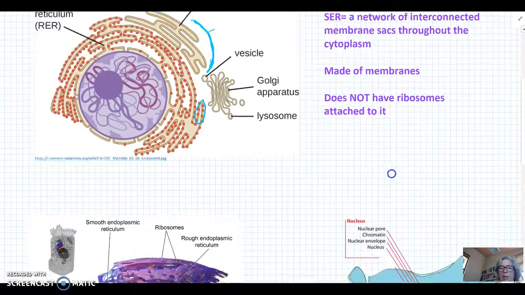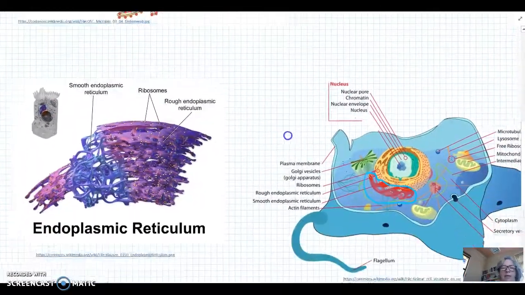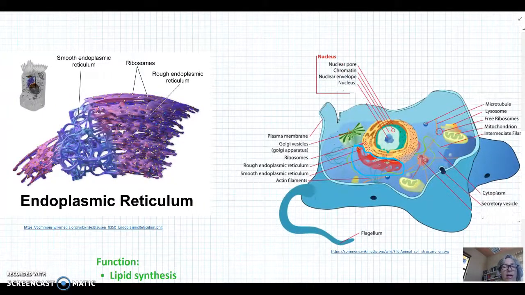I want to show you a couple other ways that the SER is depicted in diagrams. This first diagram here on the left shows you the rough endoplasmic reticulum with the ribosomes on these flattened sacs of membranes. This is continuous with the smooth endoplasmic reticulum, which has two big structural differences. First of all, it does not have ribosomes on the membrane, and you can also see the membranes are structurally just a little bit more like tubes than flattened sacs, and these tubes actually go all through the cytoplasm.